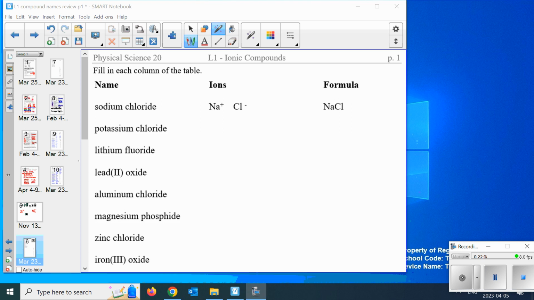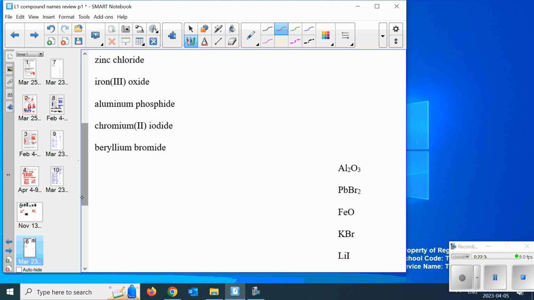Here's what I'm going to ask you to do. I think we understand what I want in each column: ions and formula. Do the first 3 of these, then the next 3 on this section. I see there's some repeats from our examples, but that's not a big deal. So 3 and 3 from this page.